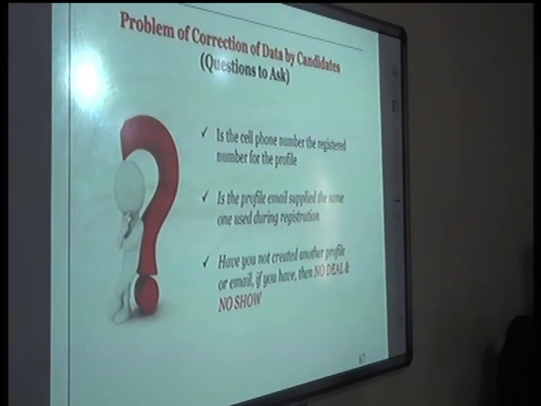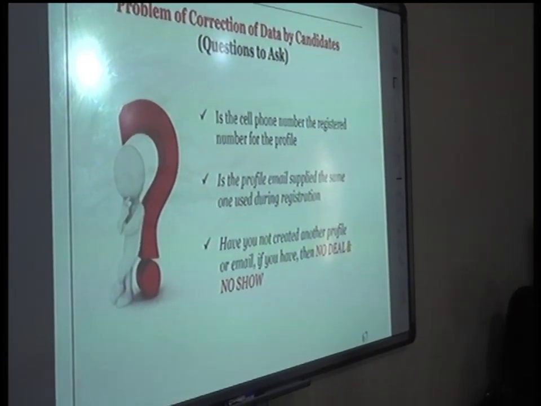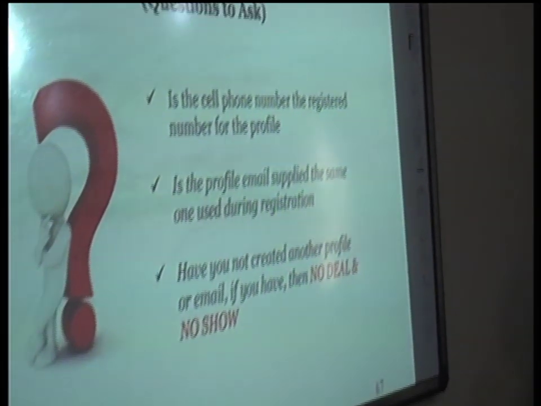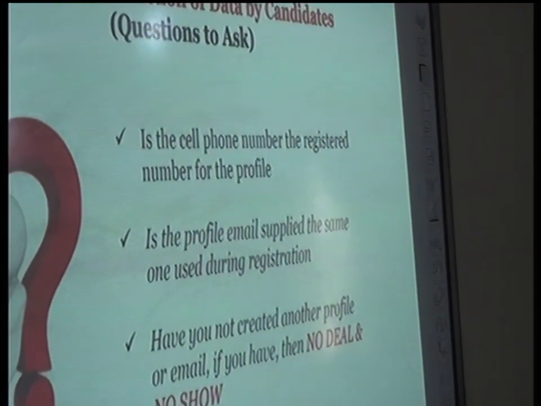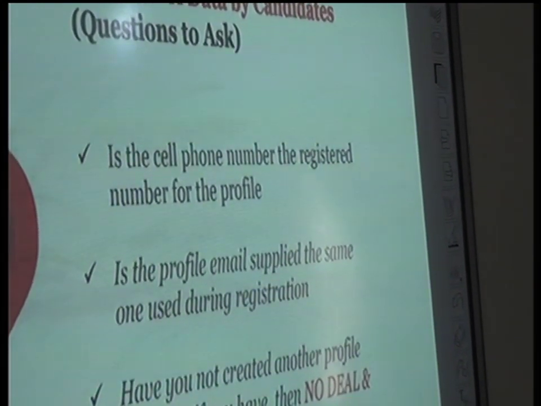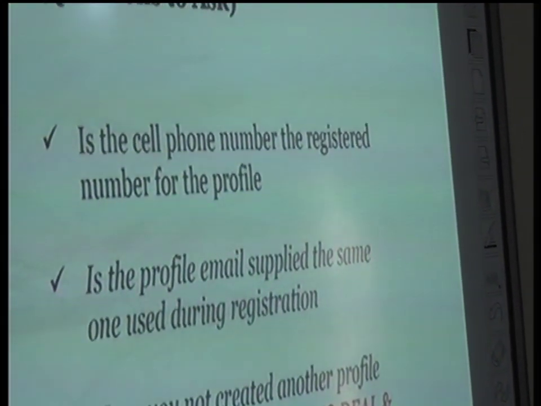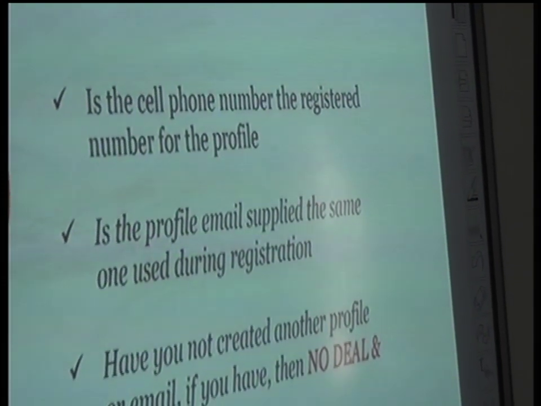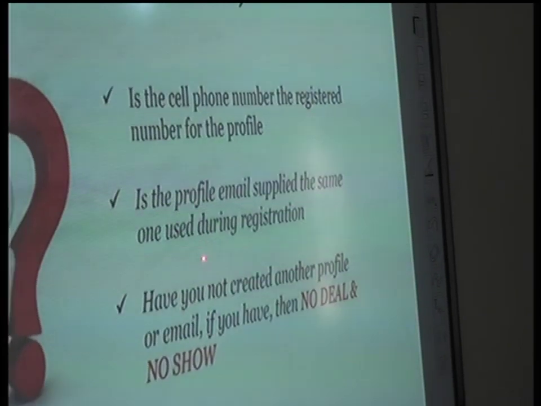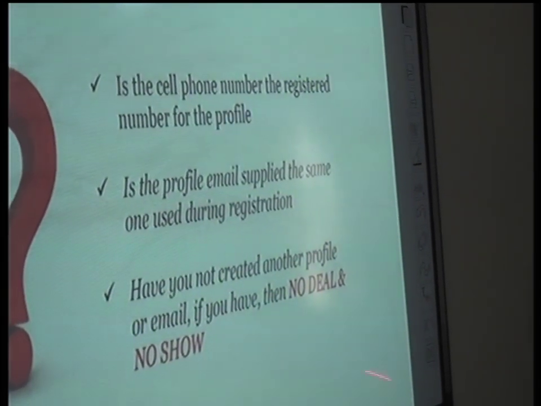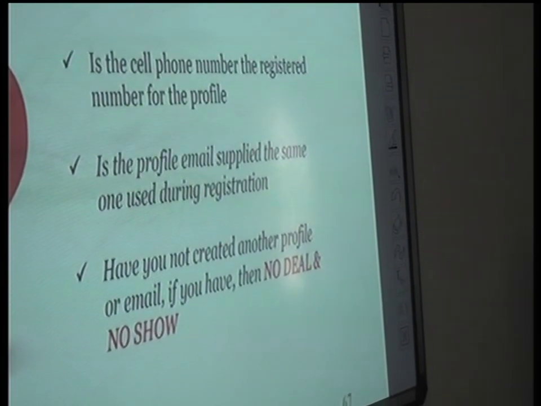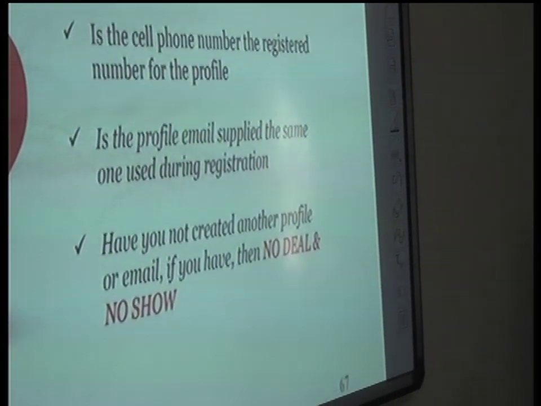Now, there are some questions they will ask you at the CBT Center. Your phone number must be registered. The phone number you are using is the one you used to register at the beginning. You can't give them another phone number. Please don't give them another phone number. Give them the one you used in registering at the beginning. The email must be the same too. If you have not created your profile or email, no deal and no show. They won't attend to you. So you cannot jump any of the procedures.